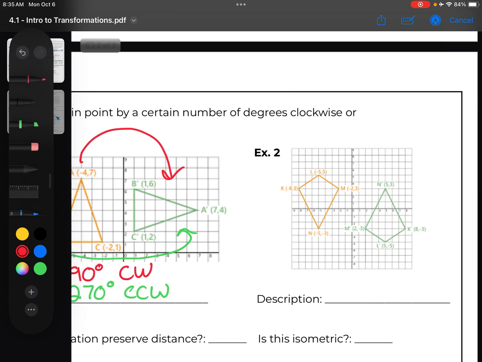So moving on to example 2 here. From the original figure, the pre-image, to the image, it rotates past 90 degrees because a 90-degree rotation would have this figure turn on its side. But in this event, we see that the figure is flipped upside down, which means it was a 180-degree rotation. That is going to be the same counterclockwise or clockwise. It does not matter because 180 degrees will always end up in exactly the same spot.